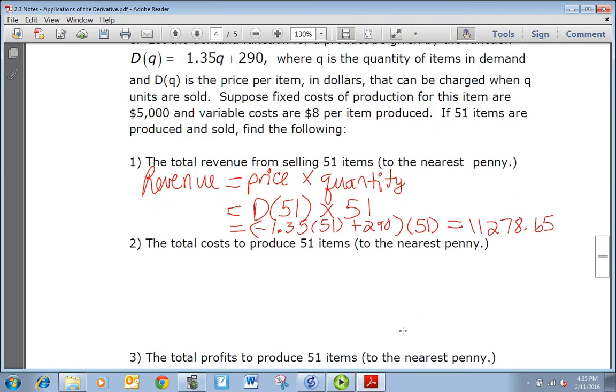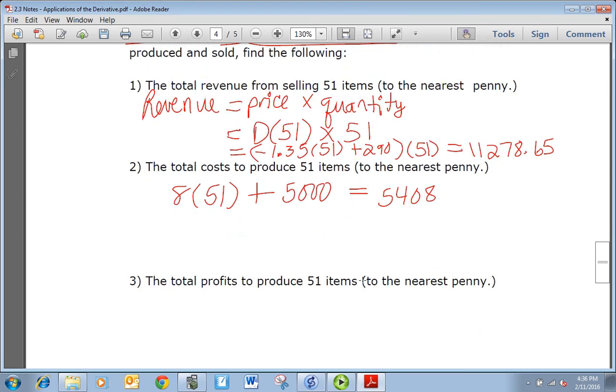Alright, we want to find the total cost to produce 51 items. So they tell us that the fixed costs for this item are $5,000, and the variable costs are $8 per item. So it's going to be 8 times 51 plus 5,000. And that's going to be 5,408.